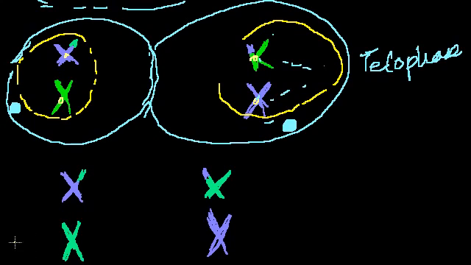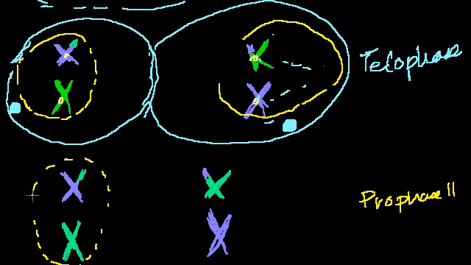Now, when we enter prophase 2, what do you think is going to happen? Well, just like before, you have your nuclear envelope that formed in telophase 1, it's kind of a temporary thing, it starts to disintegrate again. Starts to disintegrate. And then you have your centromeres.